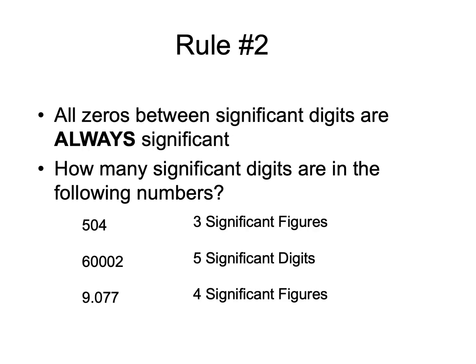The second rule has to do with zeros. So we looked at non-zero in the last slide. In this slide, we're saying all zeros between significant digits, between non-zero numbers, are also always significant. And so if I've got 504, the 0 is in between the non-zero numbers, so those are significant. So this has 3, this has 1, 2, 3, 4, 5 significant digits. This one obviously has 4. These zeros in the middle, they are significant.